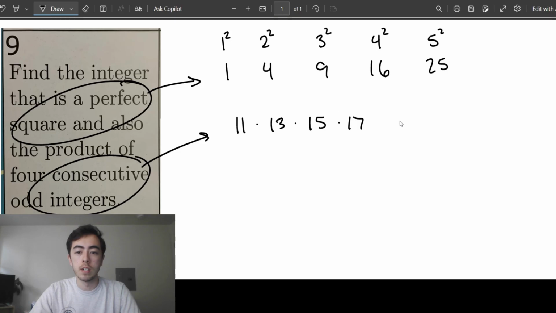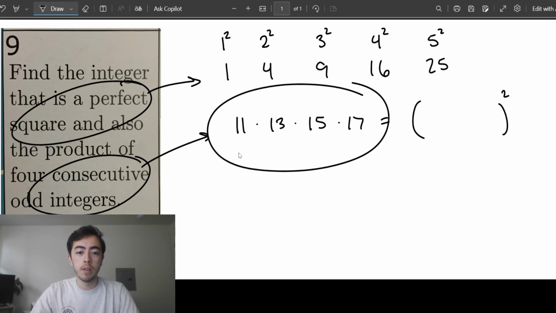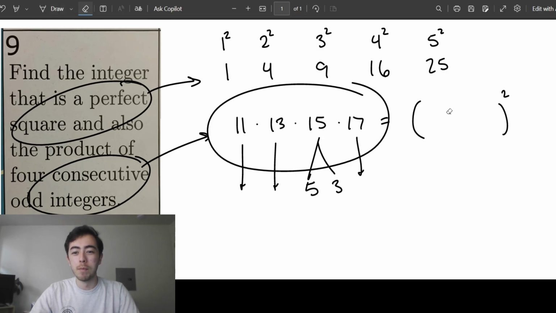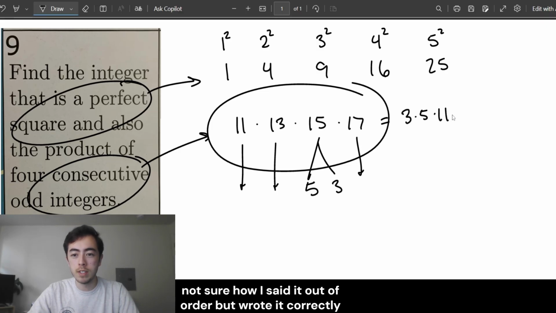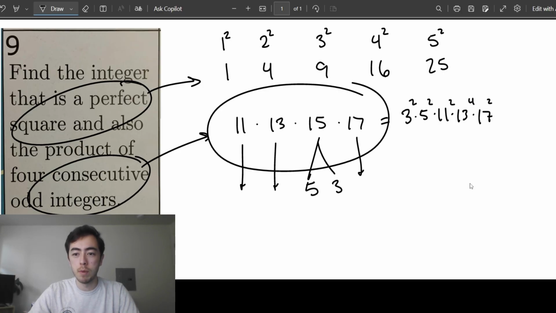My explanation here is that if we're trying to get a perfect square, that means all of the prime factors in our prime factorization need to have an even exponent. Maybe if we found all the primes here, 11 is prime, 13 is prime, but 15 is 5 times 3, and then 17 is prime. Once we find all of our prime numbers, let me write them in order, it'd be 5 times 3 times 11 times 13 times 17. All of these would need to have some kind of even exponent for me to then be able to write it as a square, kind of like this.